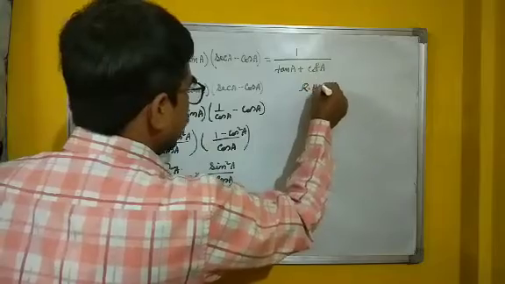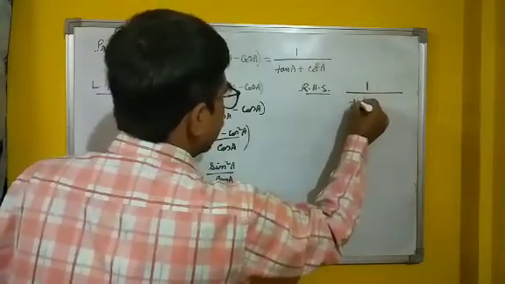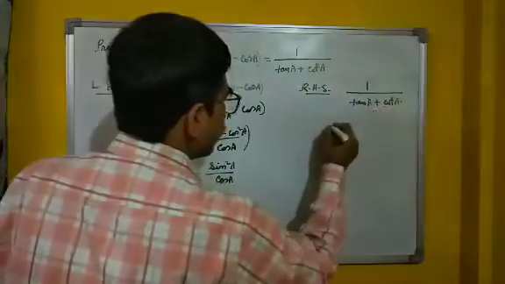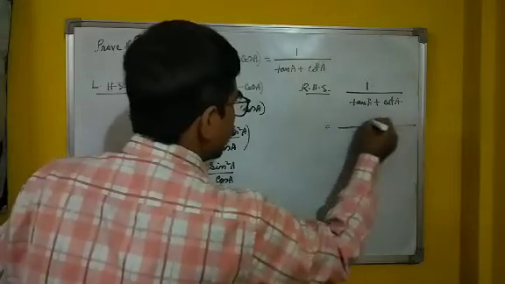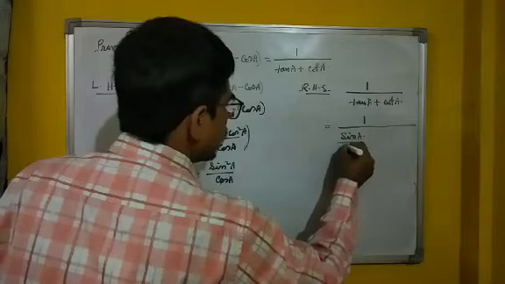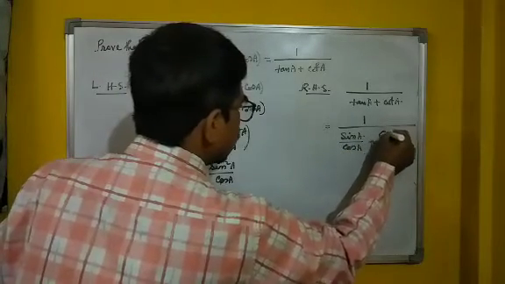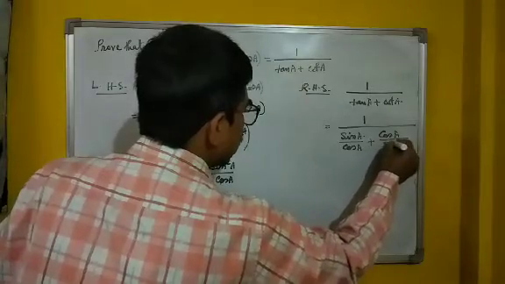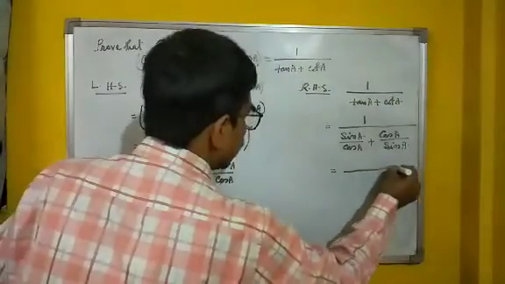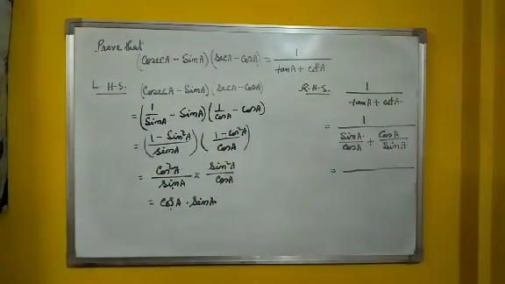The right hand side you write, it will be 1 by tan A plus cot A. Then tan A you write as sin A by cos A, plus cot A as cos A by sin A, because tan and cot we can break like that.